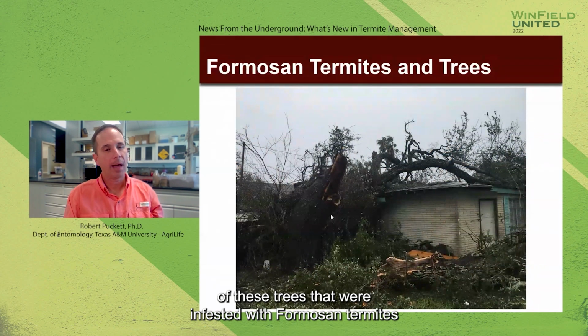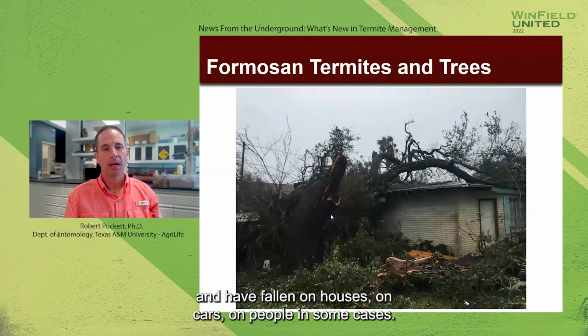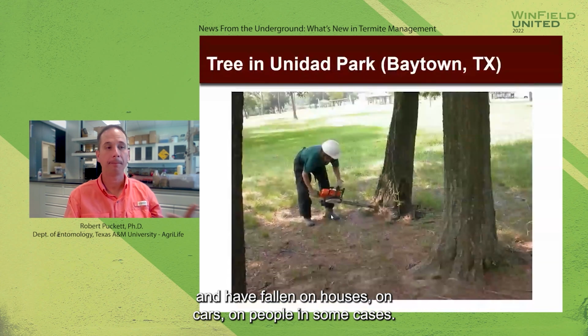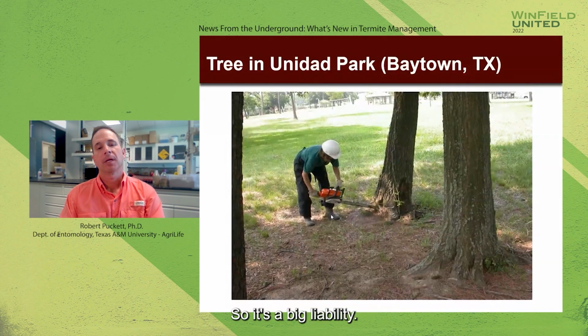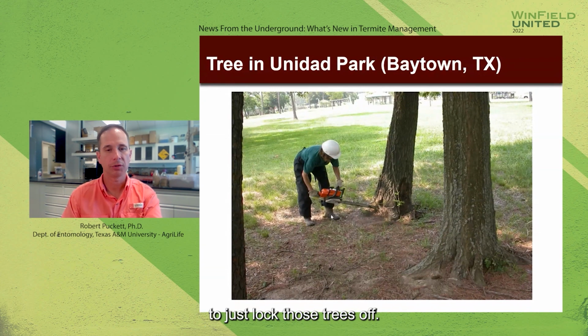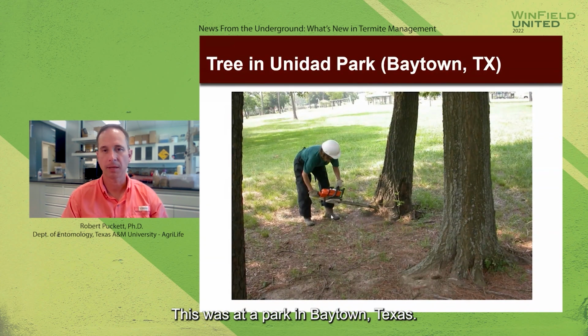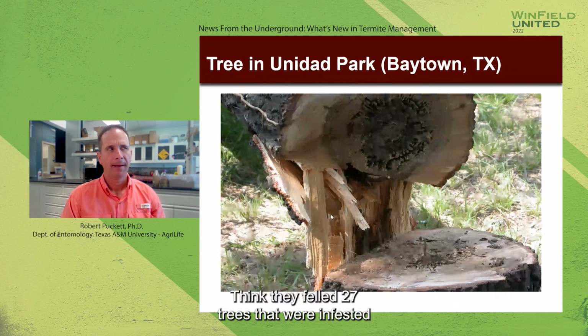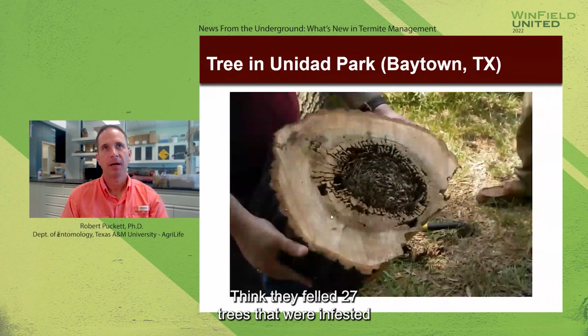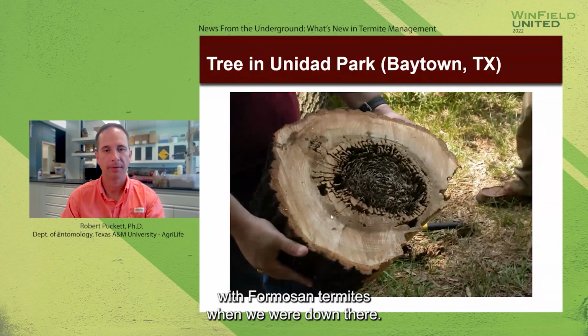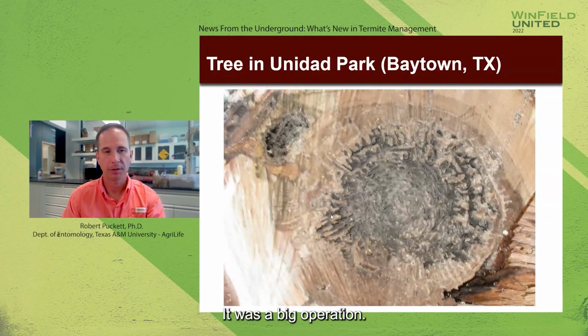And you can get on the web and find tons of pictures of this. Trees that were infested with Formosan termites and have fallen on houses, on cars, on people in some cases. So it's a big liability. And a lot of municipalities choose to just lop those trees off. This was at a park in Baytown, Texas. I think they felled 27 trees that were infested with Formosan termites when we were down there. It was a big operation.